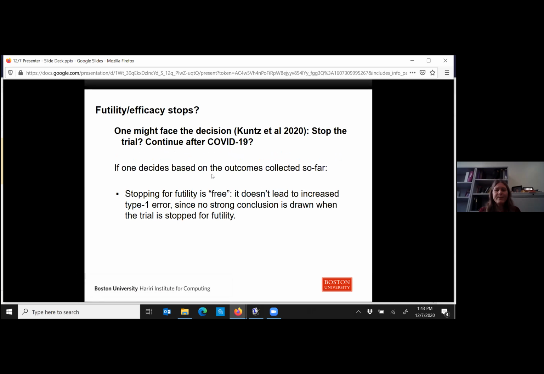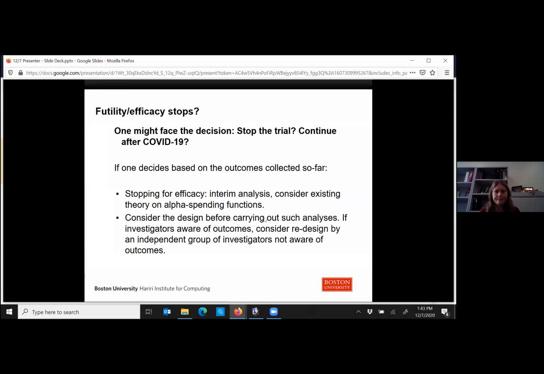If one decides based on the outcomes collected so far, there is one thing you can actually do for free. You can stop for futility for free. Because stopping for futility doesn't lead to an increased type 1 error, since when you stop for futility, there is no strong conclusion when the trial is stopped. One could also consider stopping for efficacy.